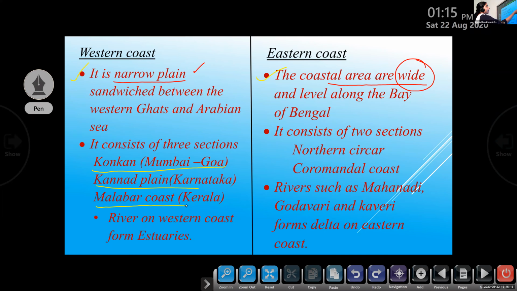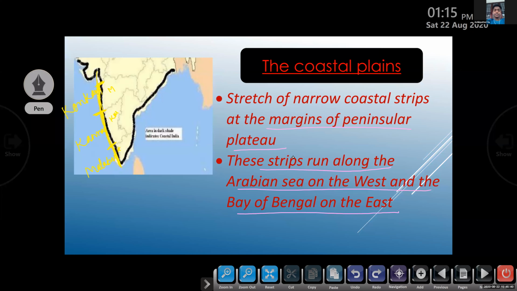Then, eastern coast. It consists of 2 sections. First one is Northern Sircar and second section is Coromandel coast. On the eastern side, we have some divisions like this. First one is Northern Sircar and second one is Coromandel coast. You can see. Sorry, this is eastern coast.